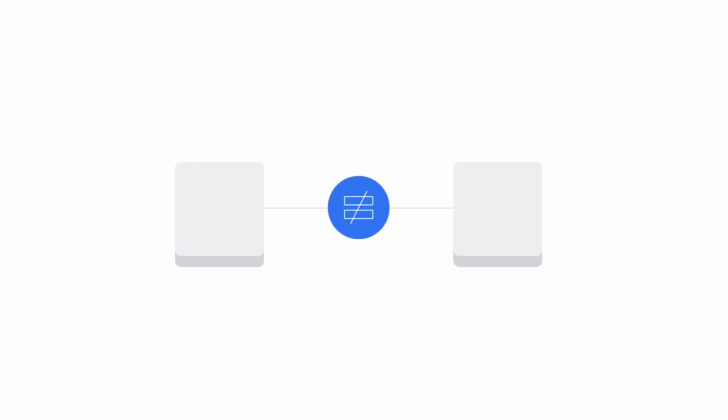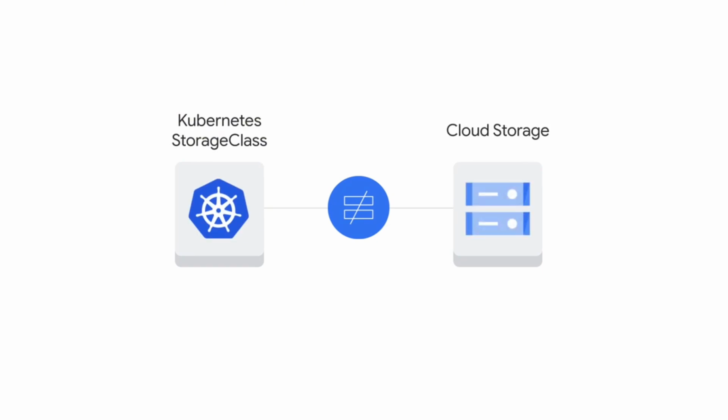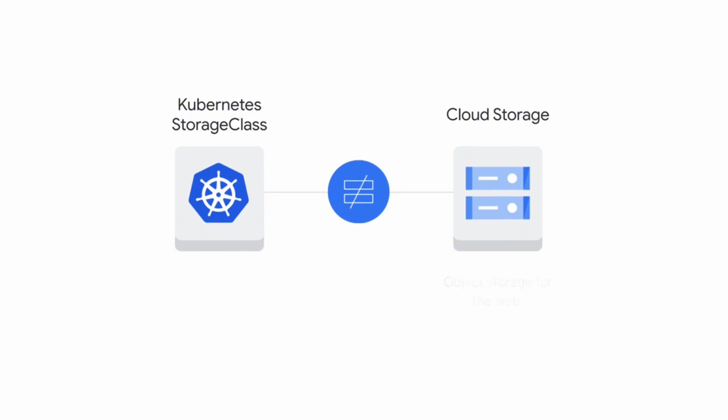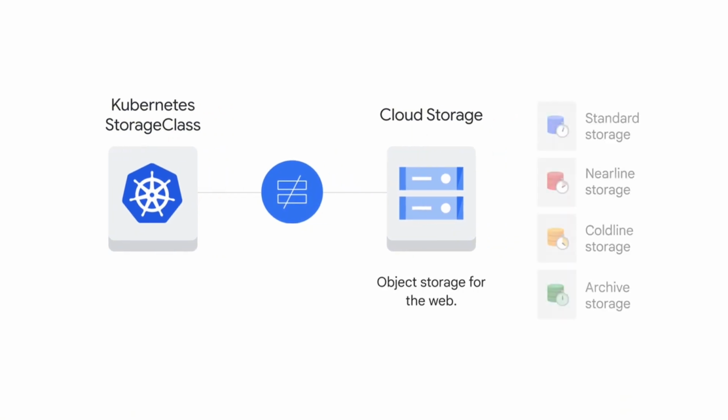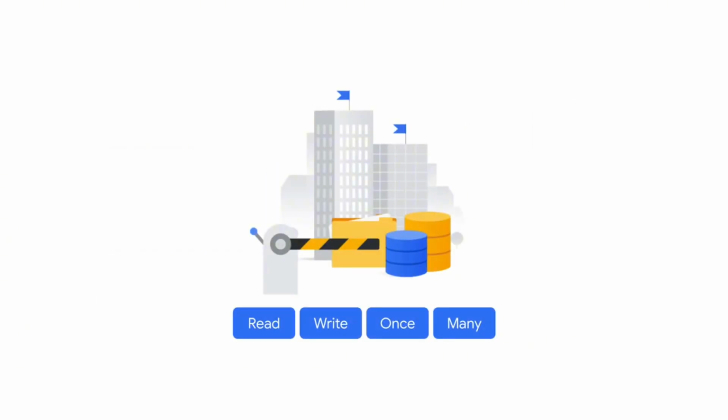Now, it's important to note that Kubernetes Storage class and Google Cloud Storage classes are not the same thing. Google Cloud Storage provides object storage for the web, whereas Kubernetes Storage classes are choices for how persistent volumes are backed. Then there are access modes.